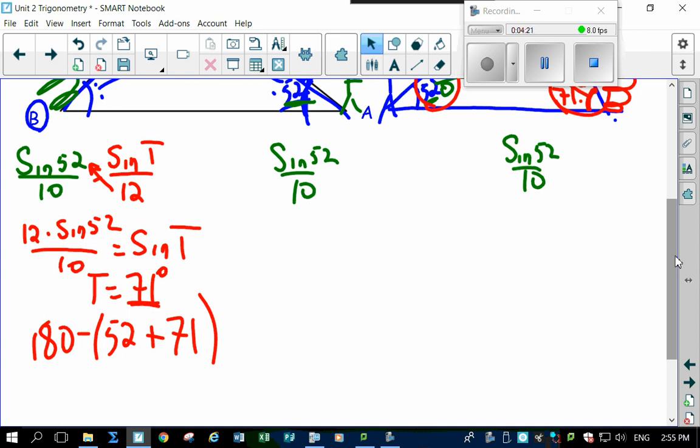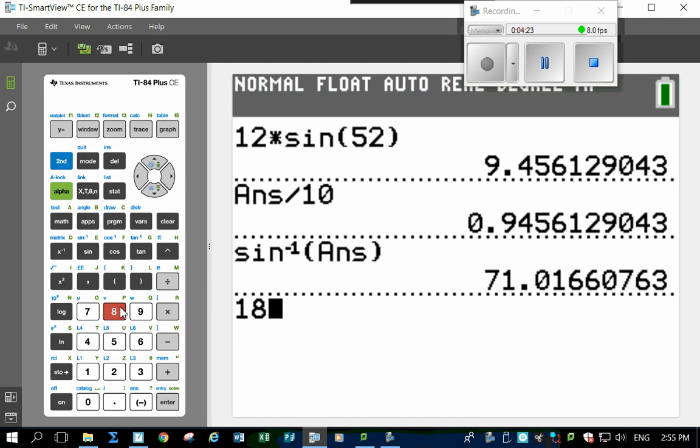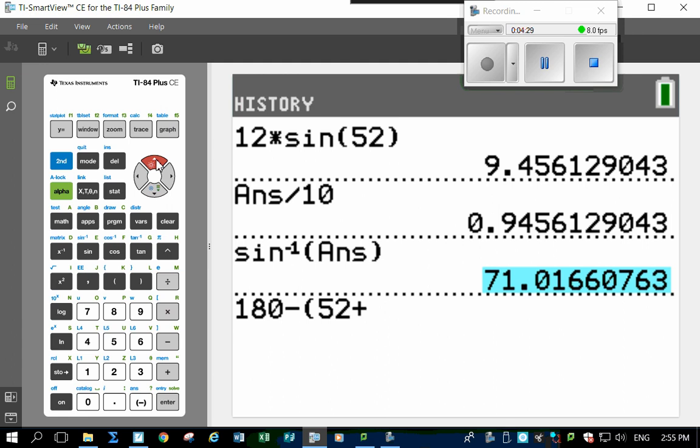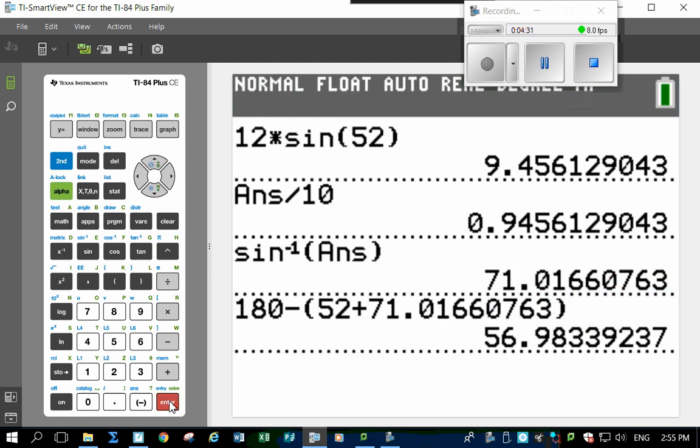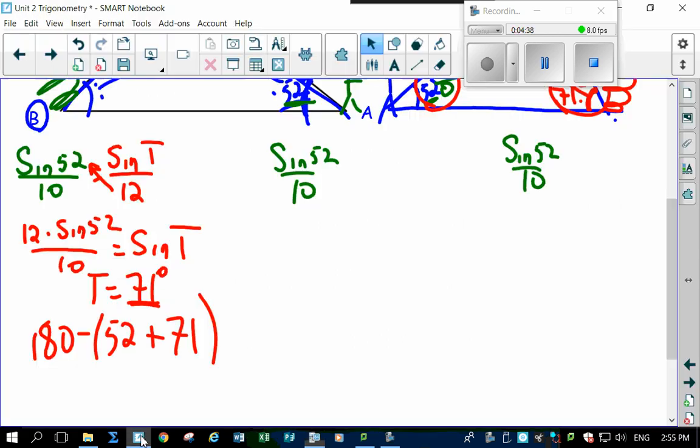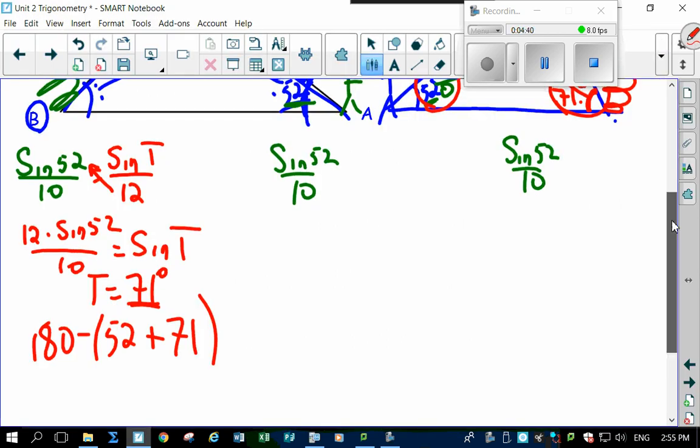So let's bring up the calculator. Boom. 180, subtract, bracket, the 52, added to this angle right here. Okay. That gives me 56.98 as our new angle. 56.98, right? That's this guy up here.